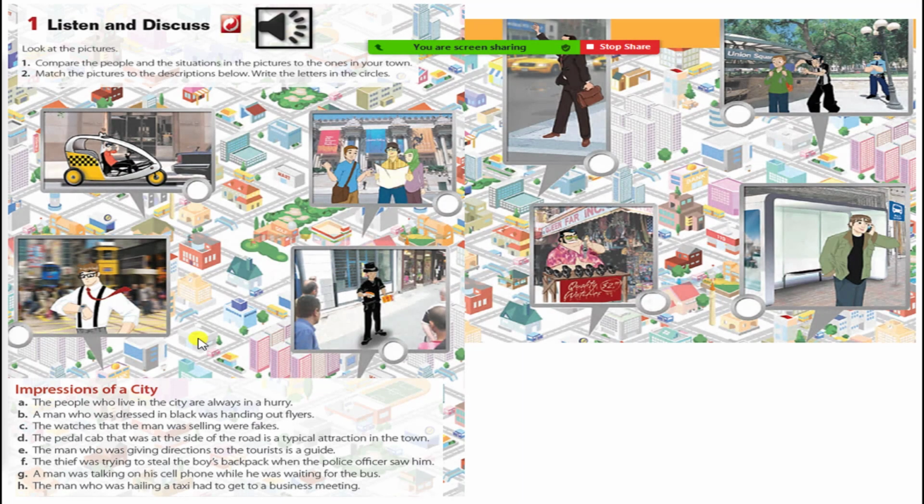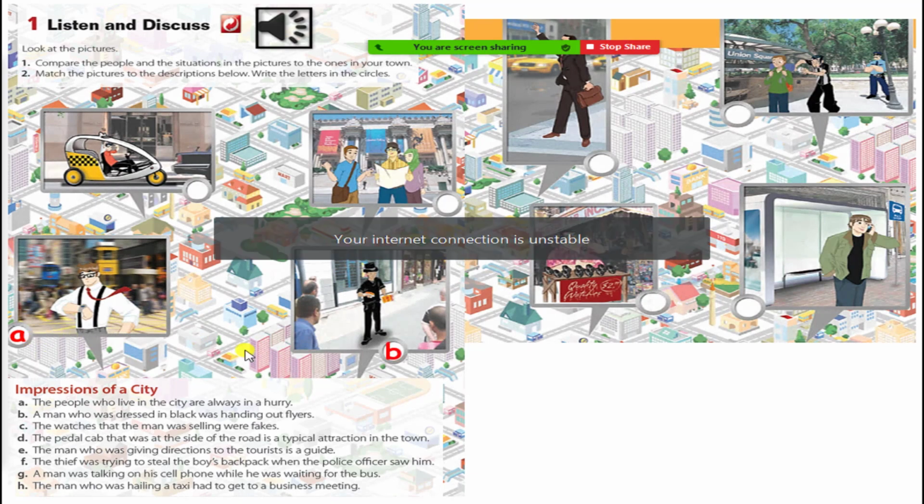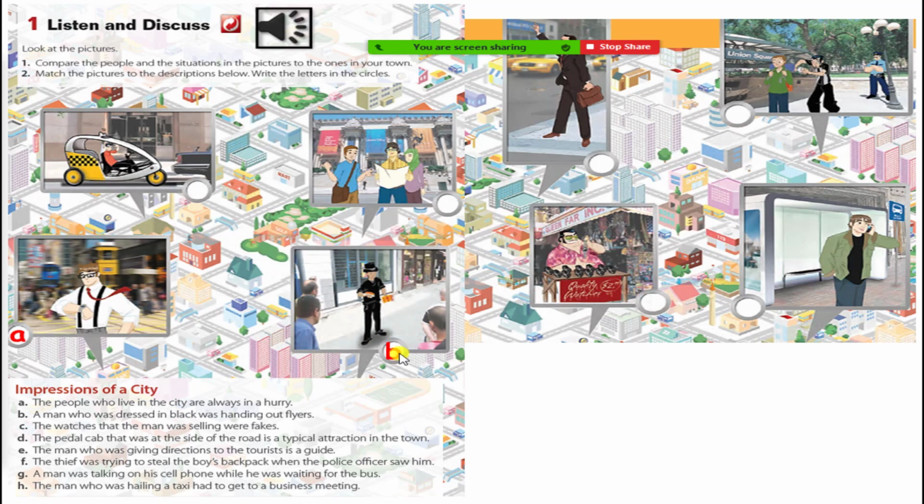Let's check your answers. Number one, this is A. This is B, a man who was dressed in black was handing out flyers. C. The watches that the man was selling were fake. Fake means not true. يعني ساعات مزيفة. D. The pedal cab, this is called pedal cab, that was at the side of the road is a typical attraction in the town.